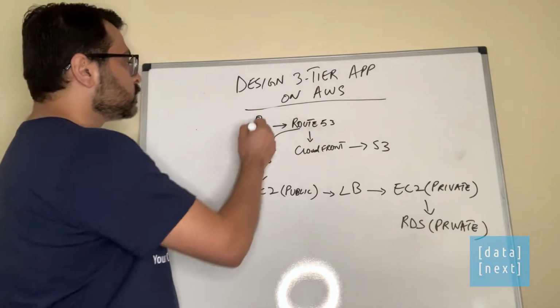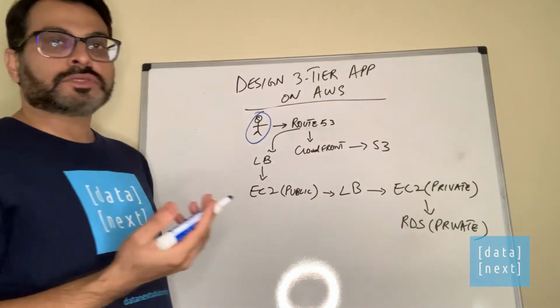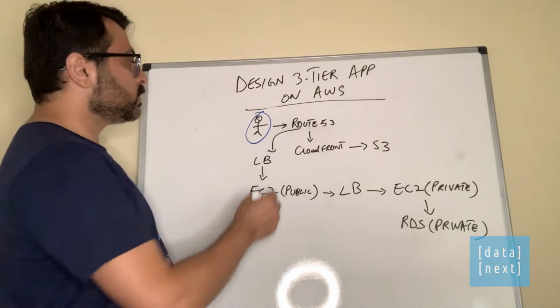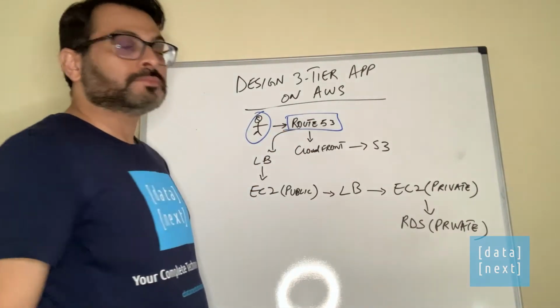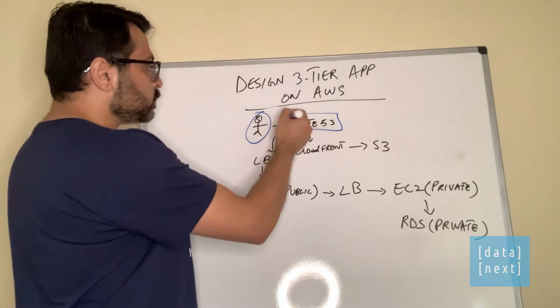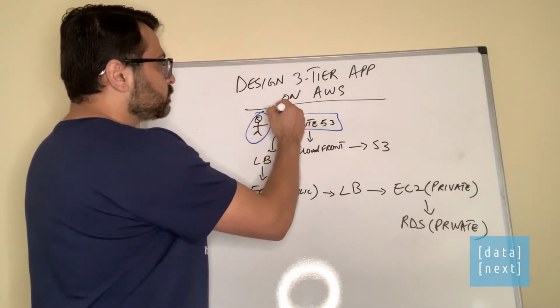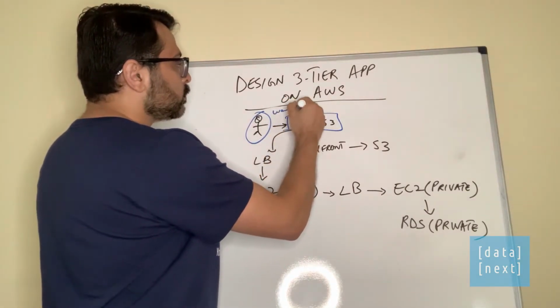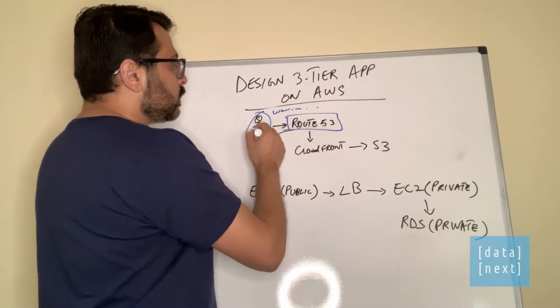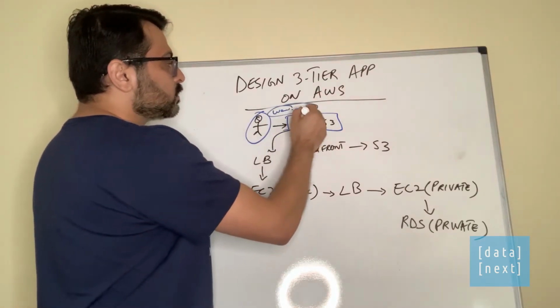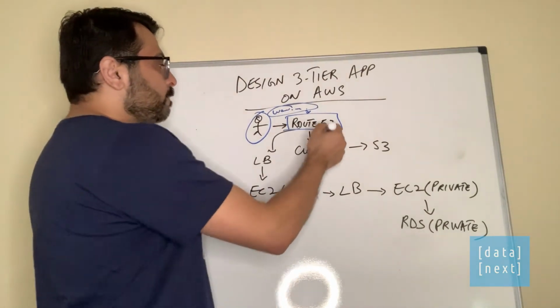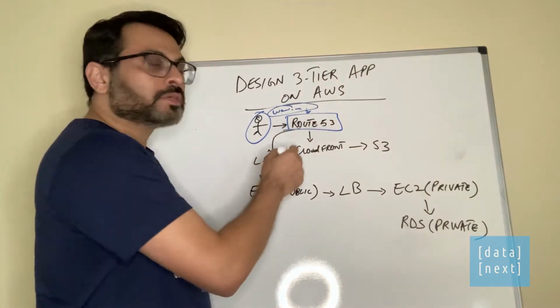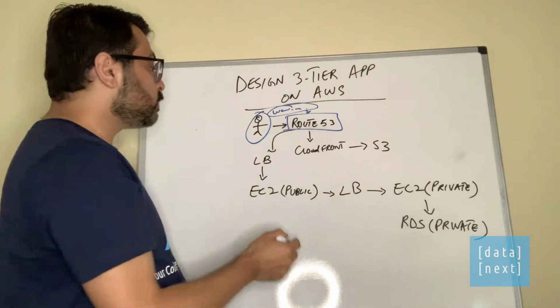So you have a user which is requesting a site. For example, first thing, it goes to a DNS service called Route 53. So for example, your user has a website, for example, www.myapp.com. That address will redirect it to Route 53, which is the AWS DNS service. Then it will decide where to actually redirect that request.